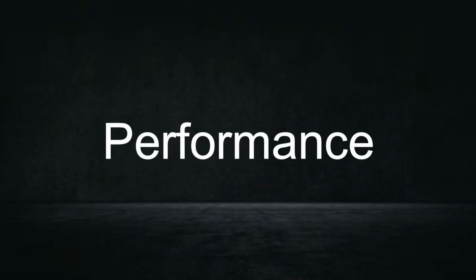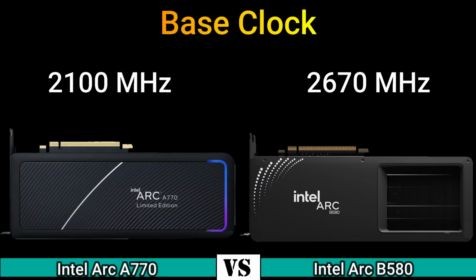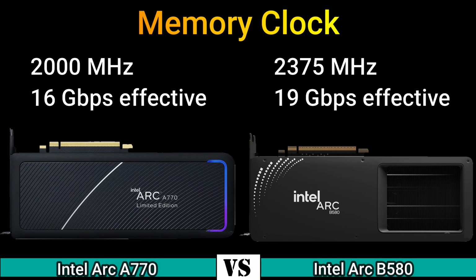Firstly, we start performance. Base clock 2100 MHz and 2670 MHz. Boost clock 2400 MHz and 2670 MHz. Memory clock 2000 MHz, 16GB effective, and 2375 MHz, 19GB effective.